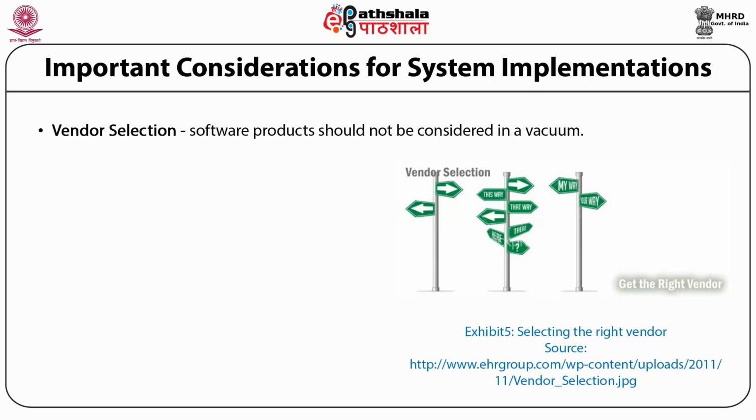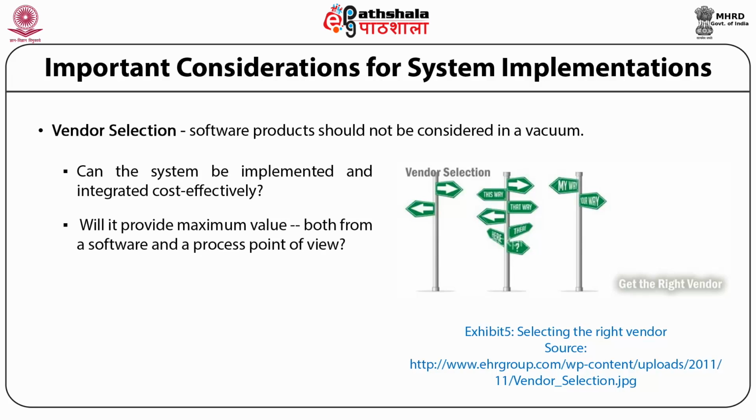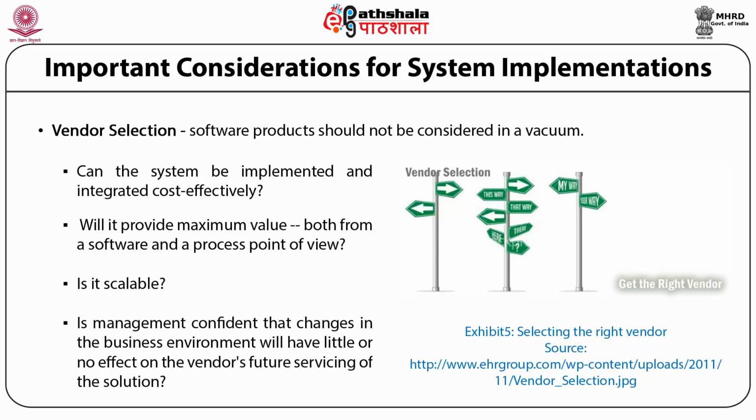Vendor selection. Software products should not be considered in a vacuum because companies need to weigh the implications of the various options that they have. Can the system be implemented and integrated effectively? Will they provide maximum value for the software and the process? Is the system really scalable? Is the management confident that changes in the business environment will have little or no effect on the vendor's future servicing of the solution? So once a prospective buyer has narrowed the choice to the best solution, a consultant can help the company compare alternatives and negotiate the most favorable terms with the suited solution provider.